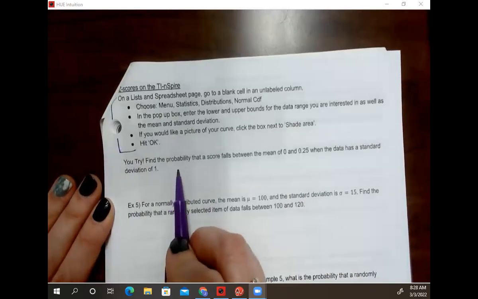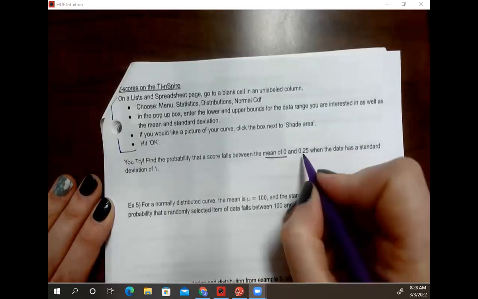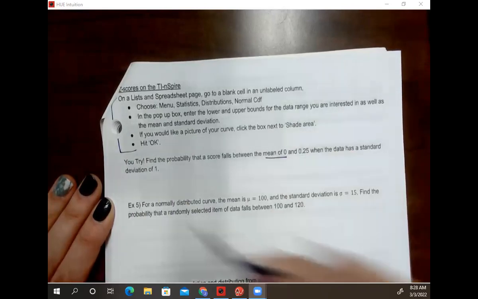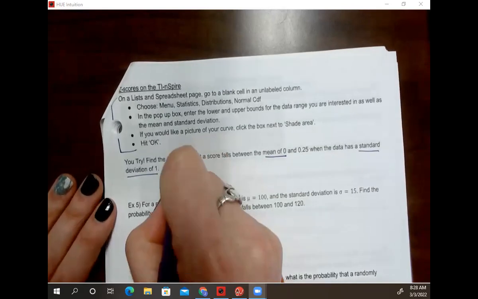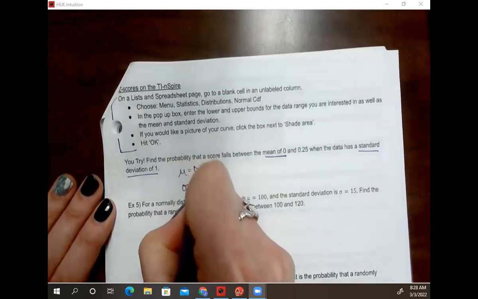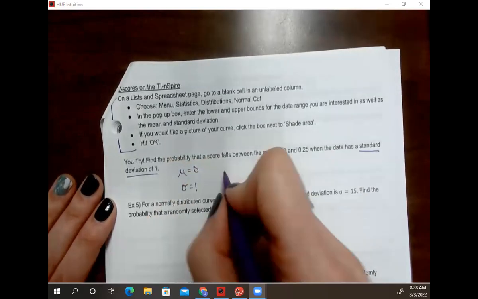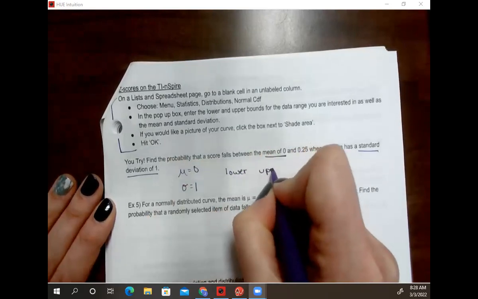So I want to find the probability that a score falls between a mean of 0 and 0.25 when the data has a standard deviation of 1. So here are the important things I need. I need to know the mean. I need to know the standard deviation. And I need to know my lower value and my upper value.